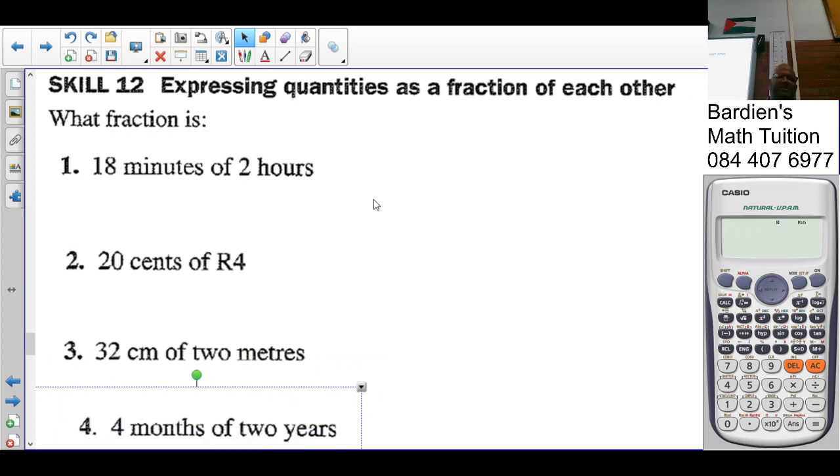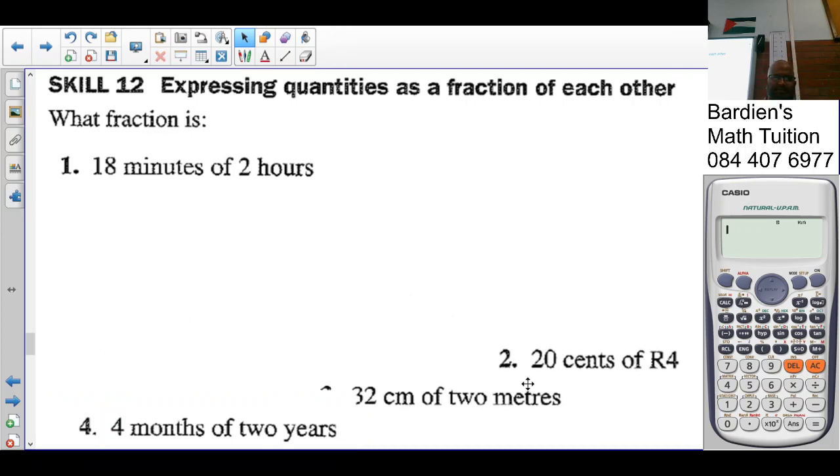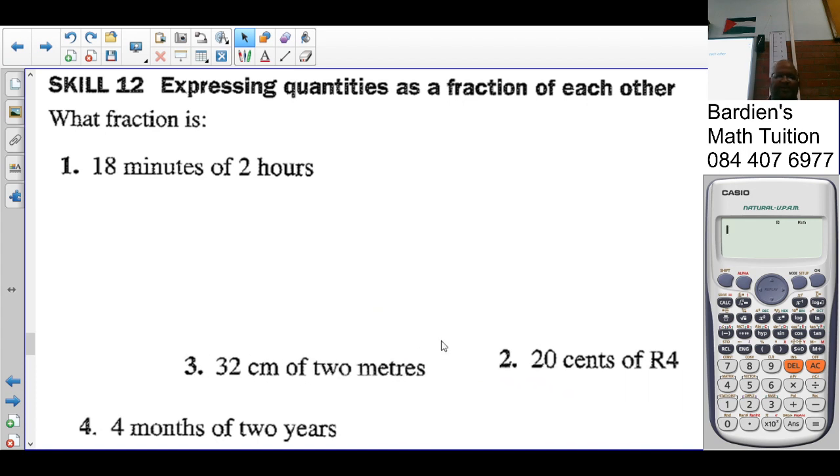The question says expressing quantities as fractions of each other. The first question is what fraction is 18 minutes of 2 hours? So what do you think we're going to do here? We must first convert it to the same unit, SI unit. Either minutes, seconds, hours, whatever. Correct?